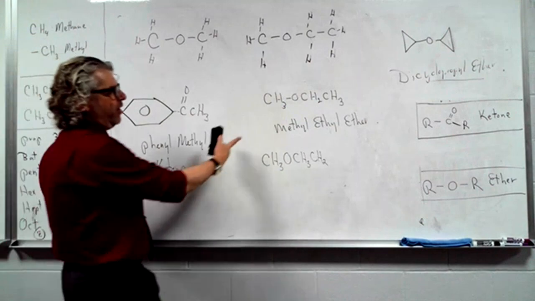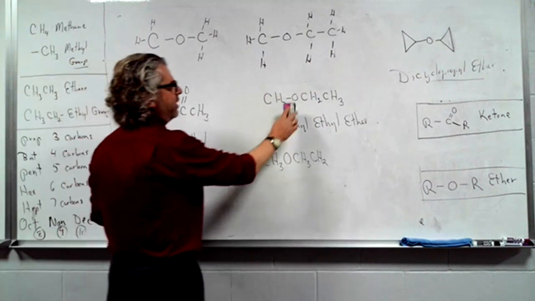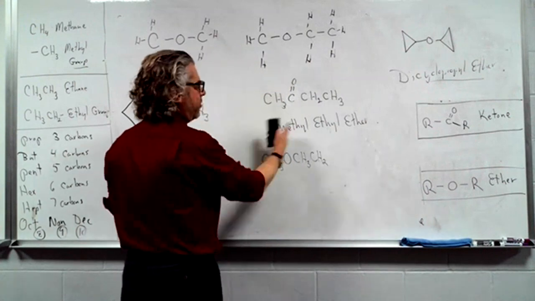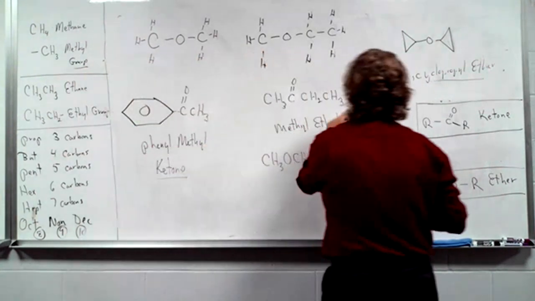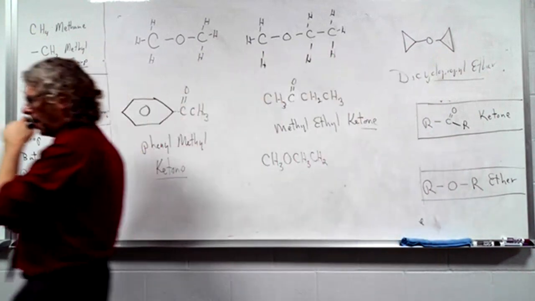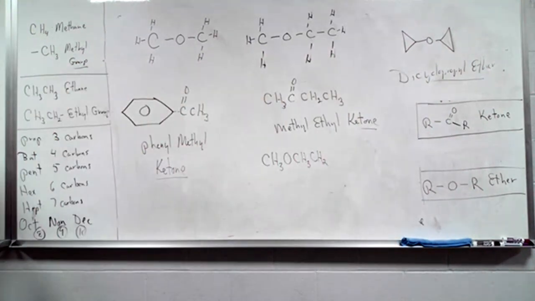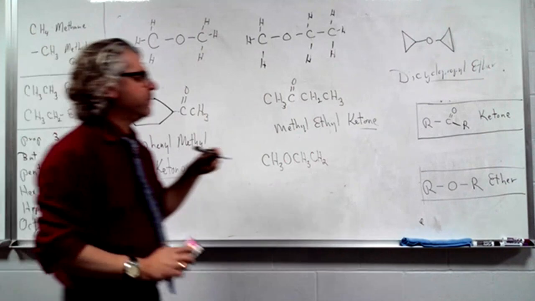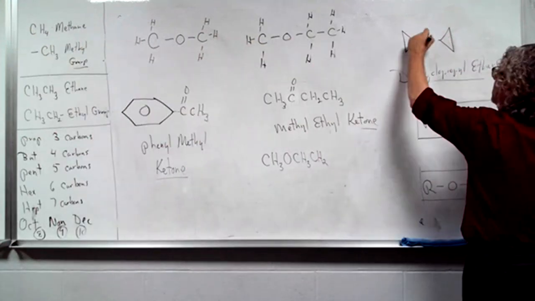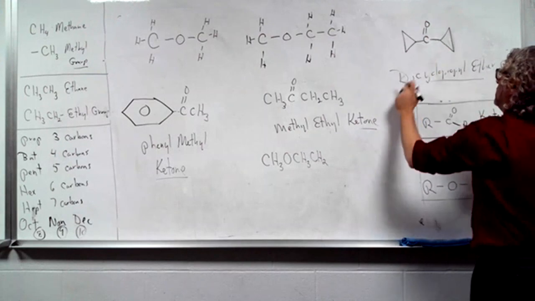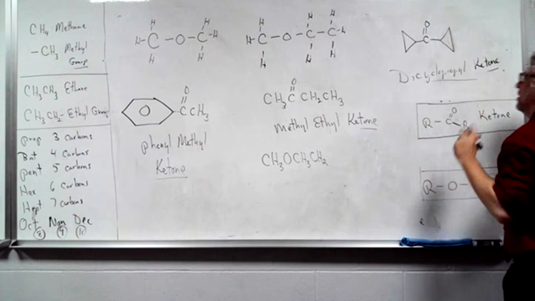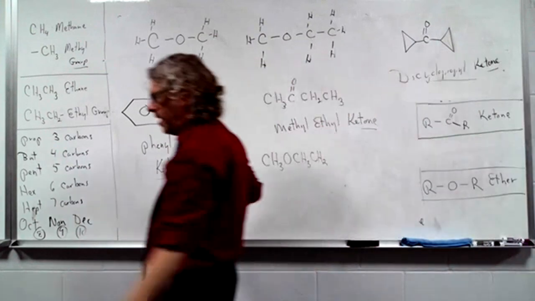So what's this? This is methyl ethyl ether. Change the O to a C double bond O, methyl ethyl ketone. What else have we got here? Dicyclopropyl ether. Take the O out, put a C double bond O, dicyclopropyl ketone. So I hope you're seeing a trend.